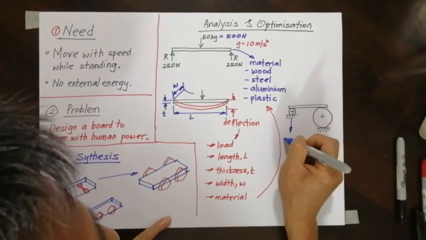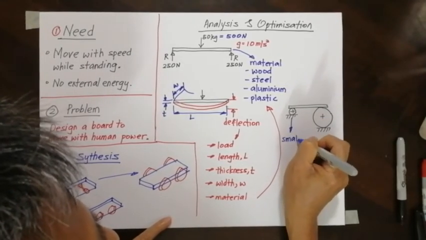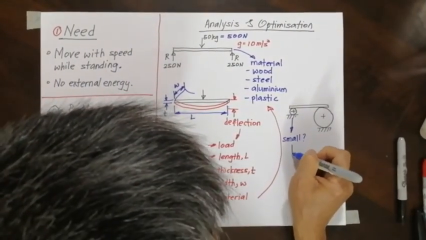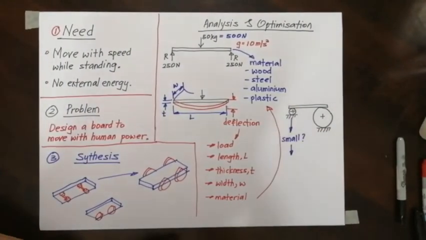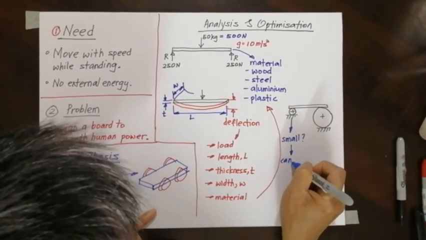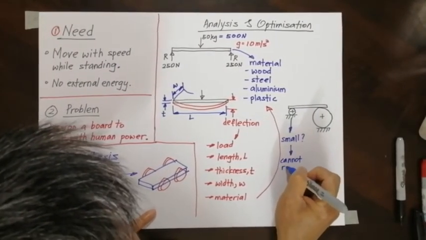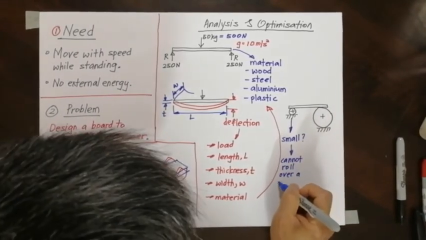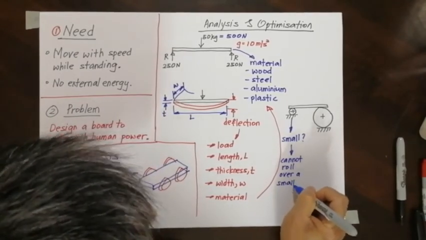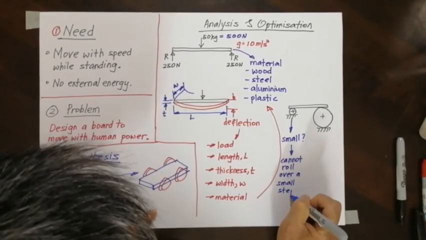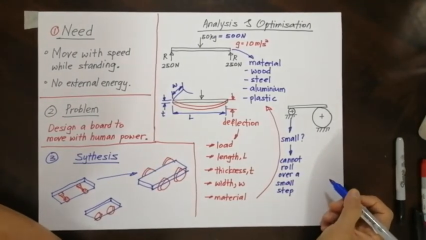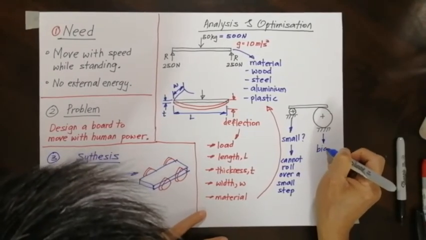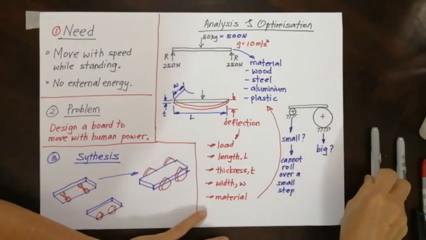Small wheel. When the wheel is small, what is the problem? So maybe it cannot roll over a step, a small step. So that's a problem. Then I want to have the wheel as big as possible. So big. If it's big, any problem with big?